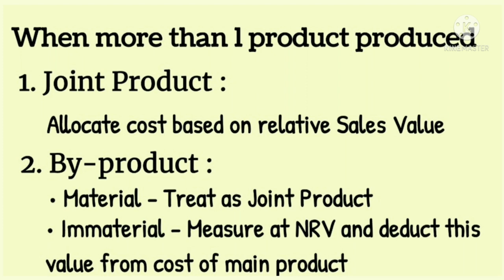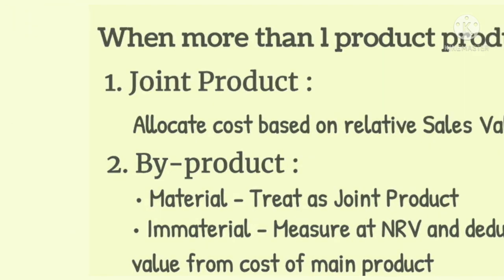There is an important question given in the material where byproduct and joint product are both produced. In that case, we will have to assume that the byproduct was immaterial and so we will have to deduct the NRV from the cost of the main product. And after that, we will have to allocate the cost to each of the joint products.